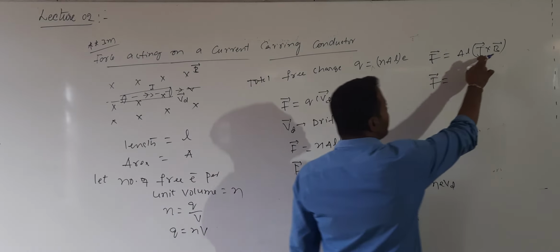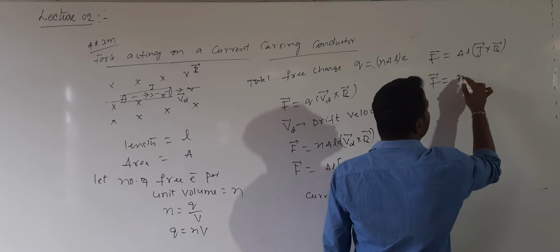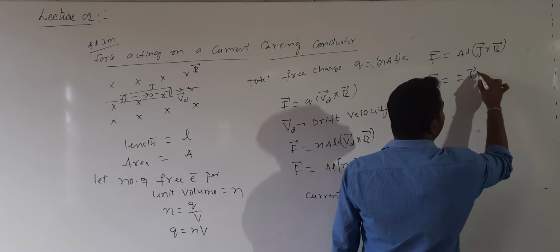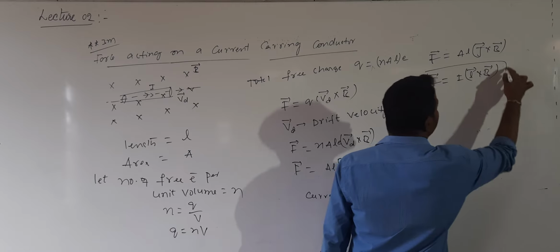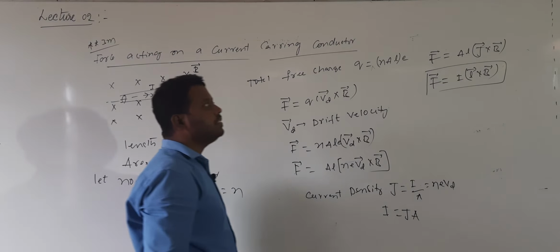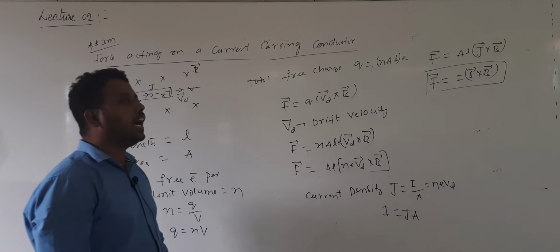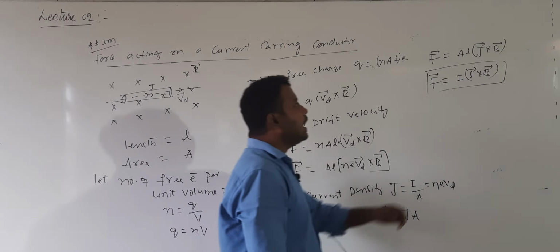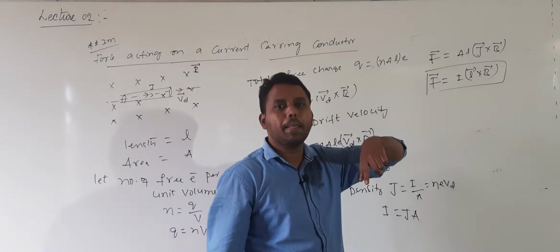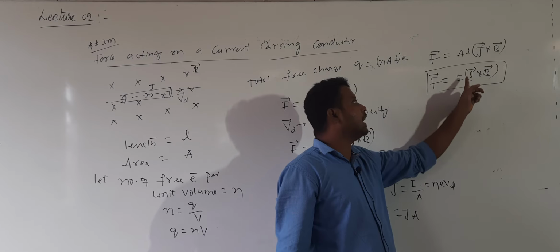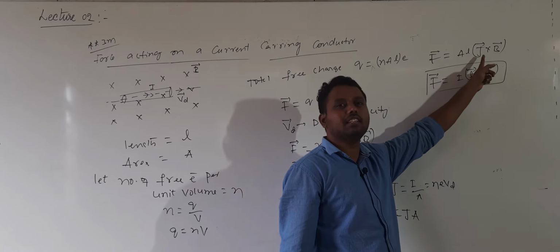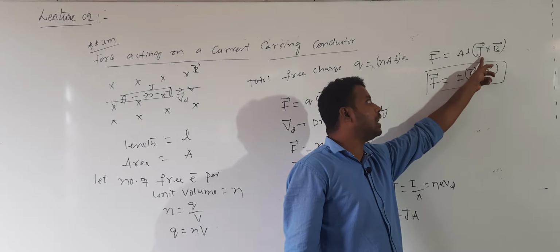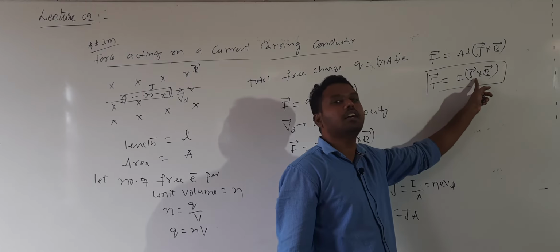Here J is there, here A is there. So what can I write? F bar is equal to I into L bar cross B bar. In place of J into A, I wrote I. But remember, current density J bar is a vector, but current is a scalar. So where does the vector direction go now? The direction or arrow will be given to our L bar.